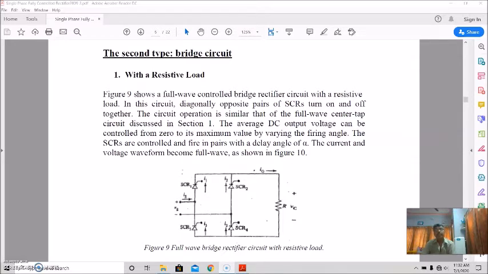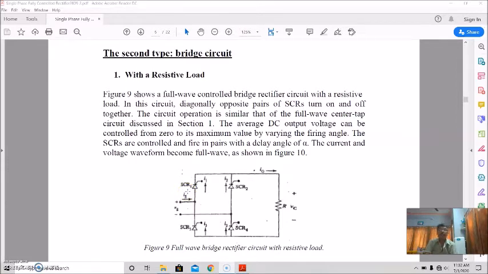So actually this is the circuit, this is the full wave bridge converter or bridge controlled rectifier circuit with resistive load. Diagonally opposite pairs of SCRs turn on and turn off together. So this is 1, this is 2, this is 3, and this is 4. So 1 and 4, and 2 and 3, will be turned on and turned off simultaneously. Actually, circuit operation is similar to that of the full wave center tap circuit, which we discussed in our last class.